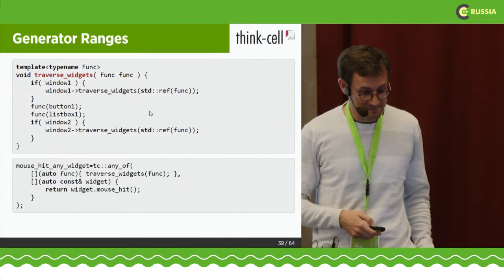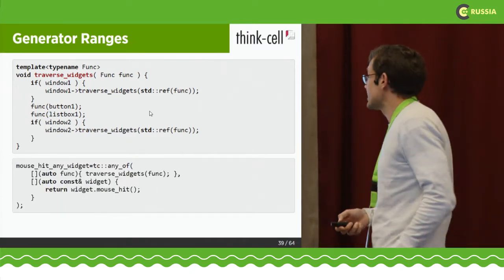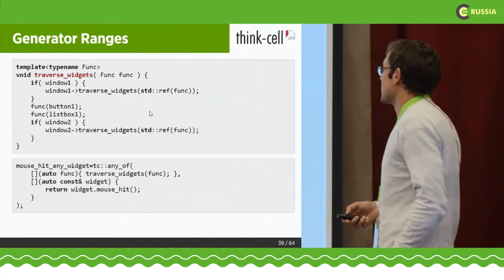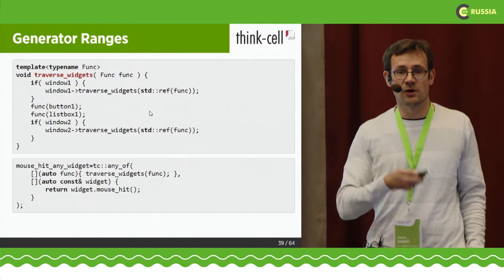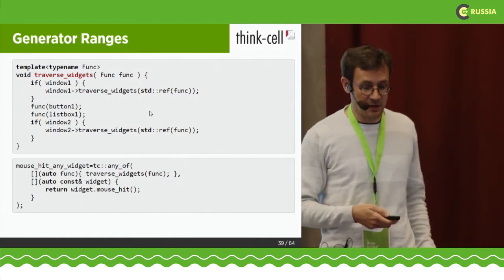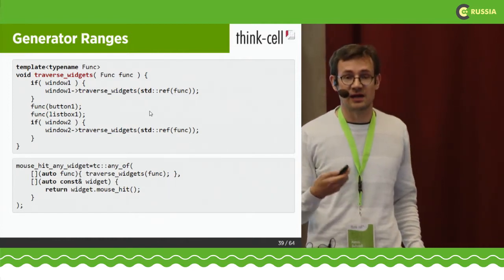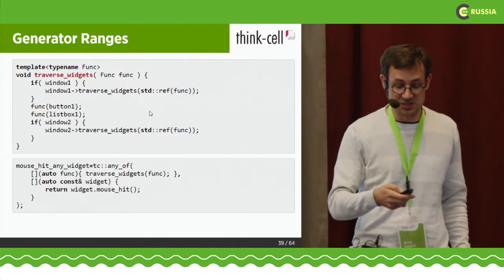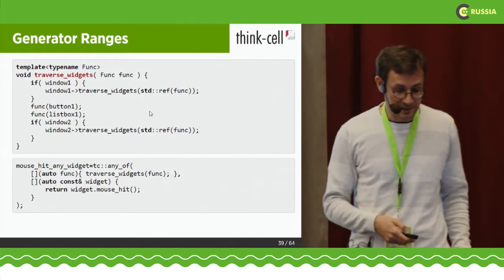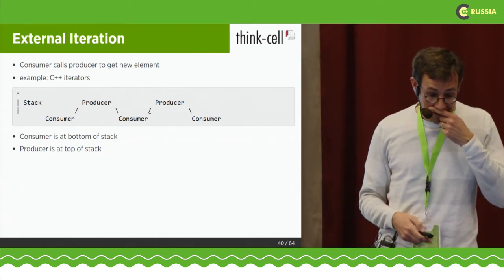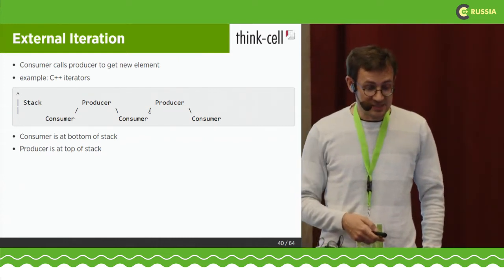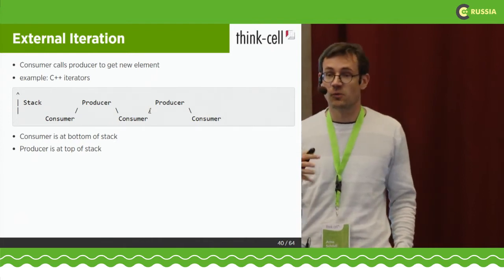Let's see how this works. You may want to write something like this: did the mouse hit any widgets? Well, that's like a natural any-of, right? You go through all your elements, and then you say, okay, does any one of these widgets get a mouse hit. Now, the natural way to do this is to change the way we iterate.